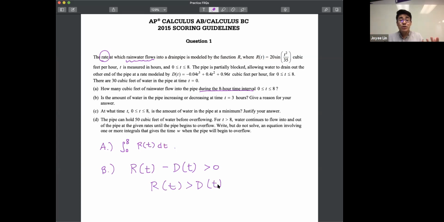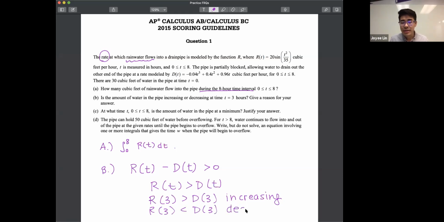So to answer this question without actually doing the work, you just need to say, we need to see if R of 3 is greater than D of 3. If R of 3 is greater than D of 3, then it is increasing. Right? If R of 3 is less than D of 3, then the amount of water is decreasing. Sorry, I said the rate of water. I should have said the amount of water. The amount of water is decreasing.